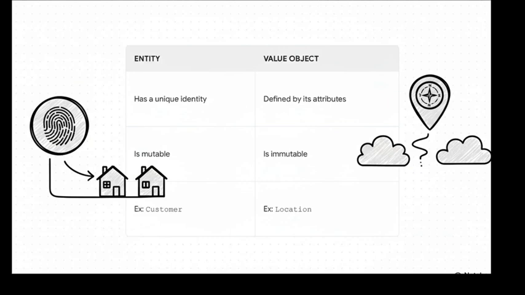The key difference, as you can see here, is all about identity. An entity, like a customer, has a unique ID that follows it around forever. You can change their name or address, but they're still the same person. A value object, like a location, is defined only by its attributes. If you change its latitude, it's not the same location anymore. It's a completely new one.